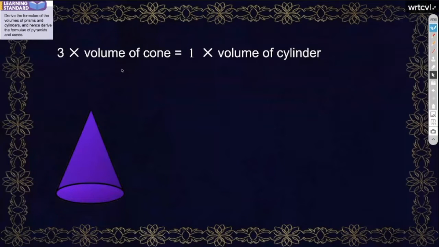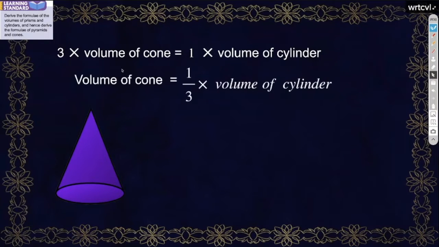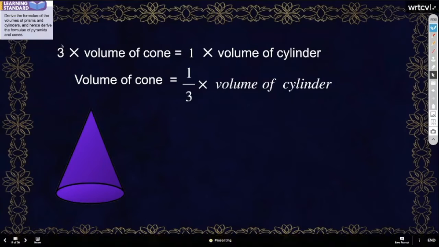As an activity to prove that 3 times the volume of a cone equals 1 times the volume of the cylinder, the volume of cone equals, when the 3 is here, bring it to the right side, it will be 1 over 3. It means that the volume of cone is 1 over 3 of the volume of cylinder. We already went through it just now, right? What is the volume of cylinder?